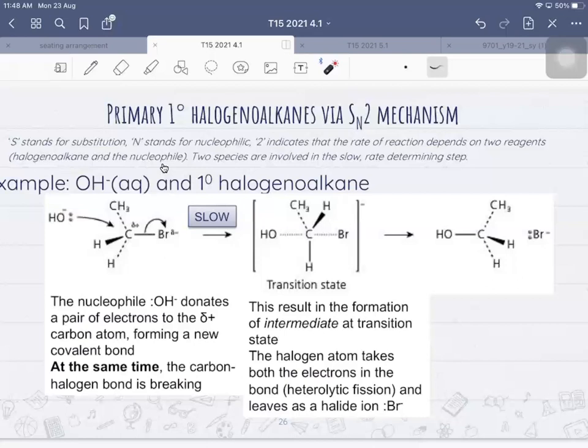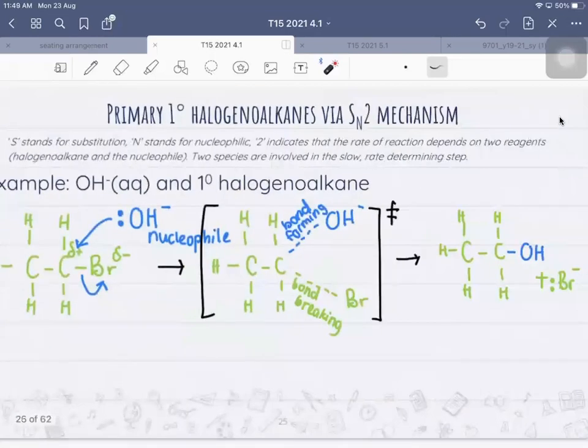Excuse me, Miss. Yes. Hello, in our exams, do we have to do the diagram in 3D? It depends on the question. Okay, if it doesn't require the 3D product, then you don't have to. You just draw normal bonds, like I have drawn it here, okay?